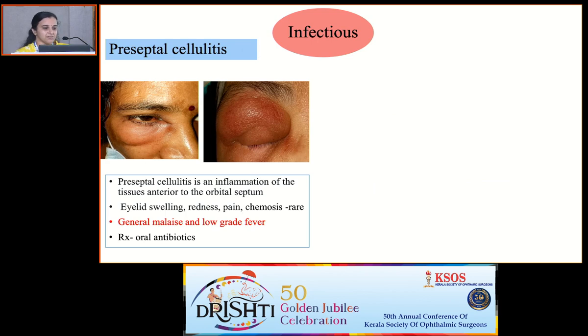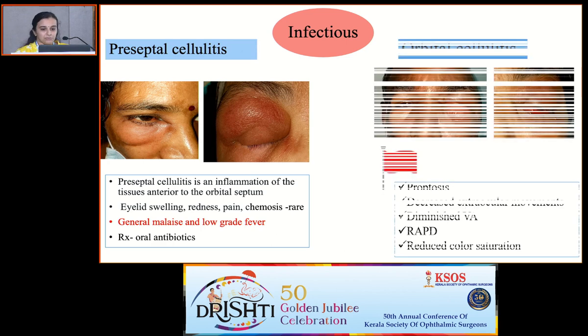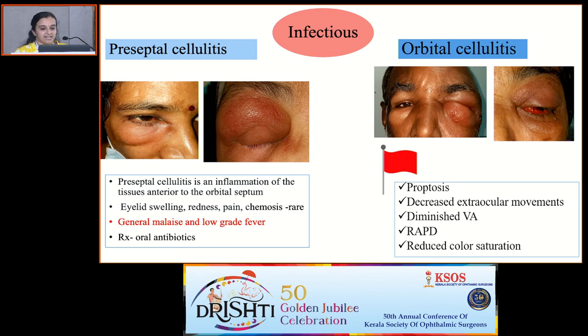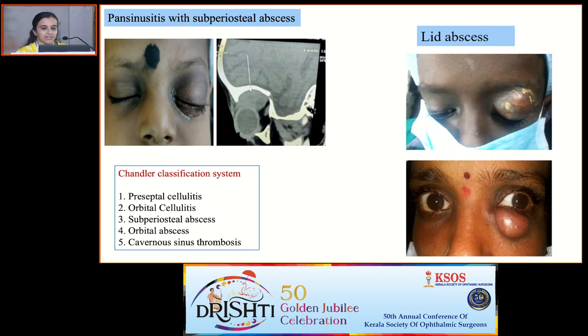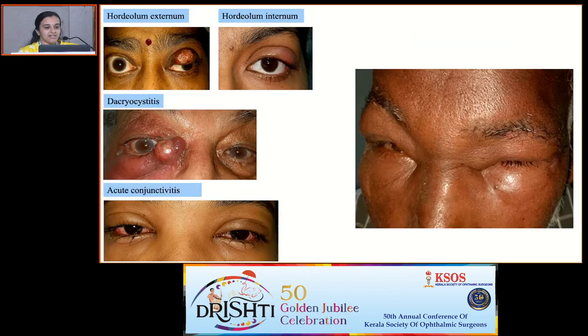First, about infectious causes. Preseptal cellulitis is an inflammation of the tissues anterior to the orbital septum, which is characterized by erythematous, painful lid edema. Sometimes it can be associated with chemosis or low-grade fever also. But whenever there are dangerous signs like proptosis, limitation of eye movements, optic nerve involvement, think about orbital cellulitis, or even the spectrum can extend up to life-threatening conditions like cavernous sinus thrombosis, which needs aggressive management. Lid edema can be due to collection of pus itself, as in the case of lid abscess or lacrimal abscess, which needs incision and drainage.